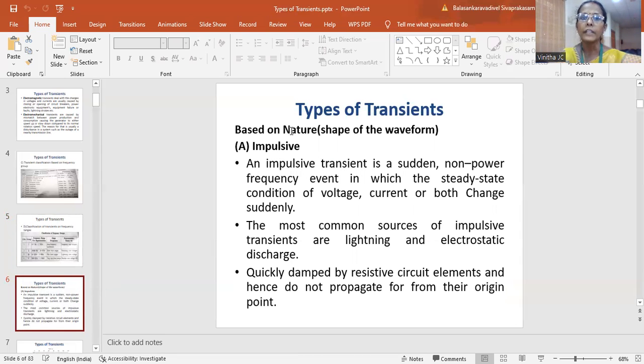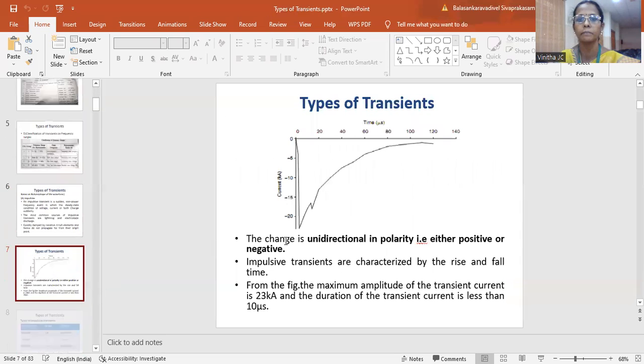The next type of transients is classified on the shape of the waveform. Depending upon the shape of the waveform, it is classified into two types. The first one is the impulsive type of waveform. The impulsive type is a sudden non-power frequency event in which the steady state condition of voltage, current, or both changes suddenly. Examples of impulsive transients are lightning and electrostatic discharge. These types of transients may be damped out by providing resistance switching in the circuit.